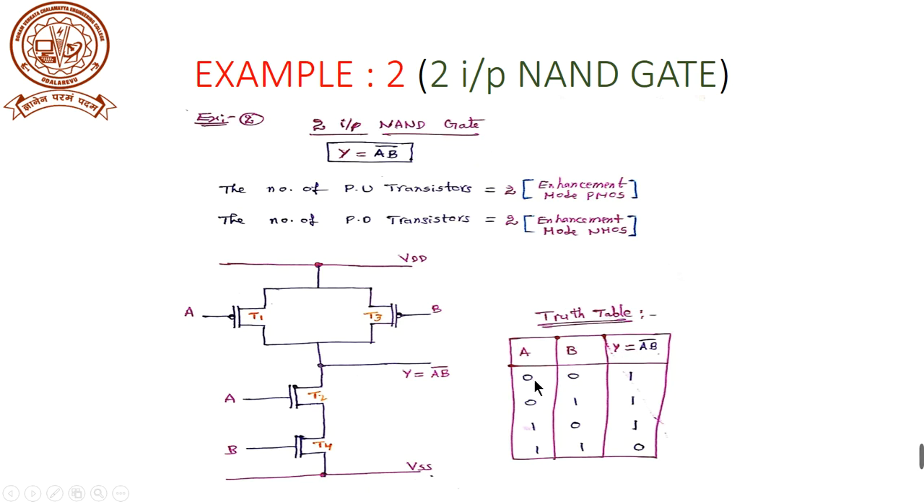That should be 0 0 0 1 1 0. For all these three combinations, the output should be 1. For the one condition, that is when both the inputs are 1, the output should be 0. Now we can consider all the four cases.